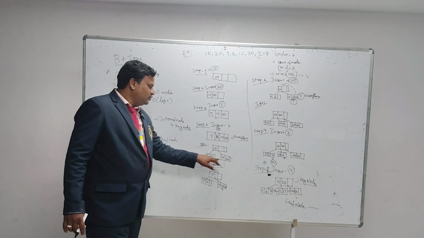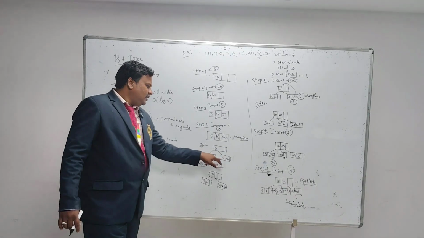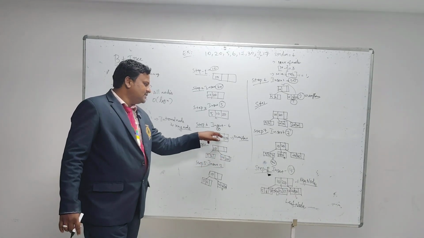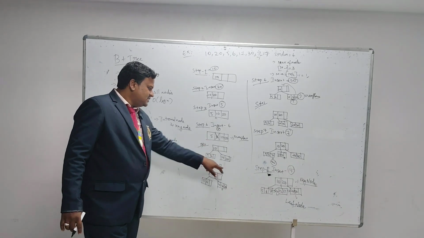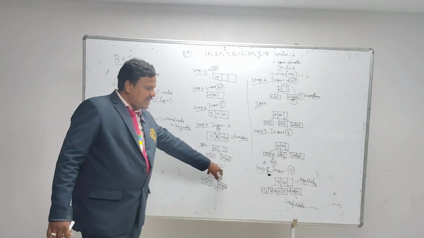Then we are going to have 2 leaf nodes here. The 2 leaf nodes are split from the existing node. Okay, so that will be done. After that, we are going to insert the new key, that is the new value of 12.